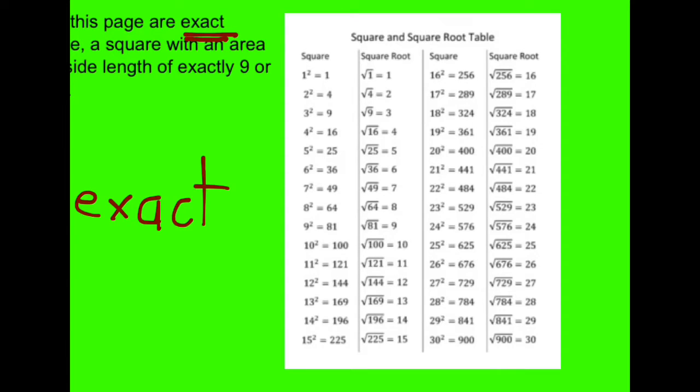So all of the numbers on this page that you see here are exact numbers. And again, you need to know the square numbers from 1 all the way to 20 squared. And you need to know the square roots all the way from the square root of 1, 4, 9, 16, all these what we call perfect squares, all the way up to knowing the square root of 400.